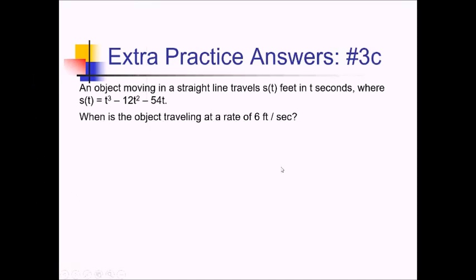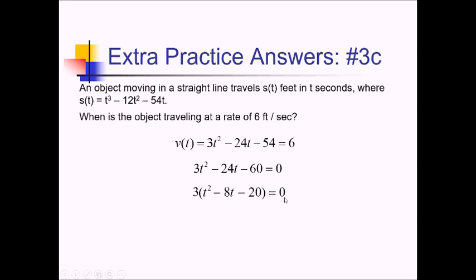On this problem part, we want to know when the object's traveling at a rate of 6 feet per second. So we want to know when the velocity, which was this function again from part A, takes on a value of 6. So this is just a quadratic. Let's just zero this out and solve it that way. So we can subtract 6 from both sides. That'll give me a negative 60 over here. And looks like I can factor a 3 out of all this. So that's t squared minus 8t minus 20. All of that equals 0.